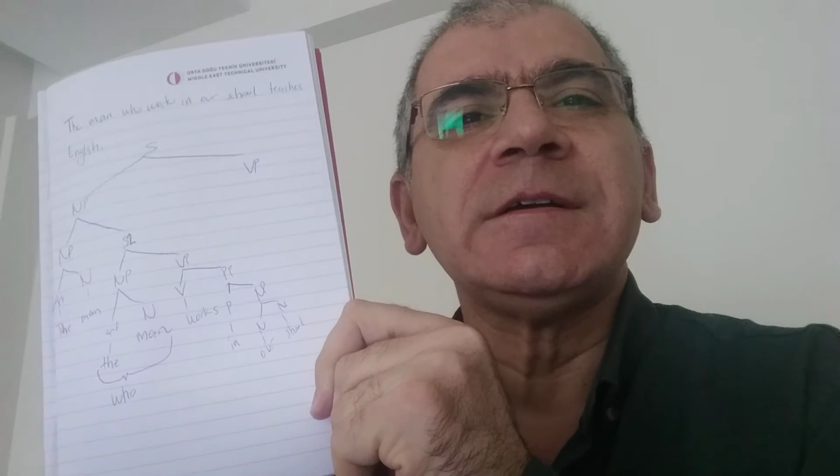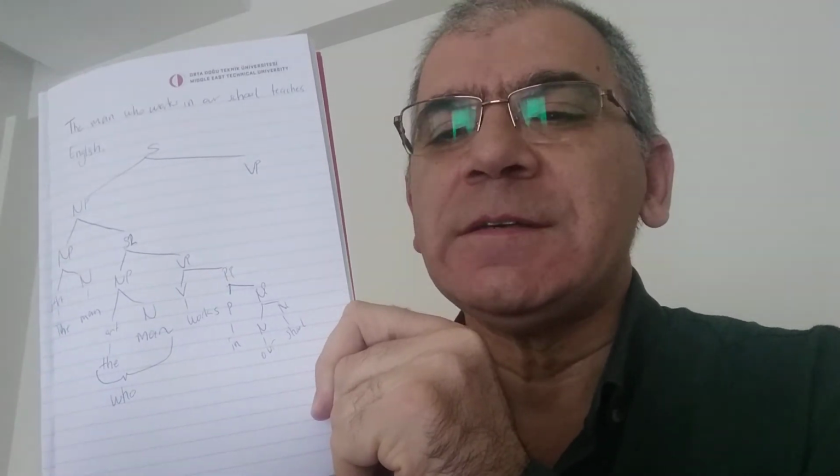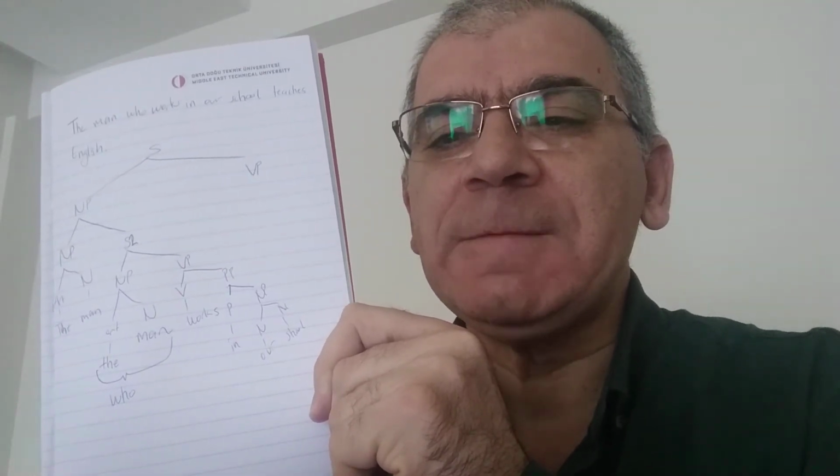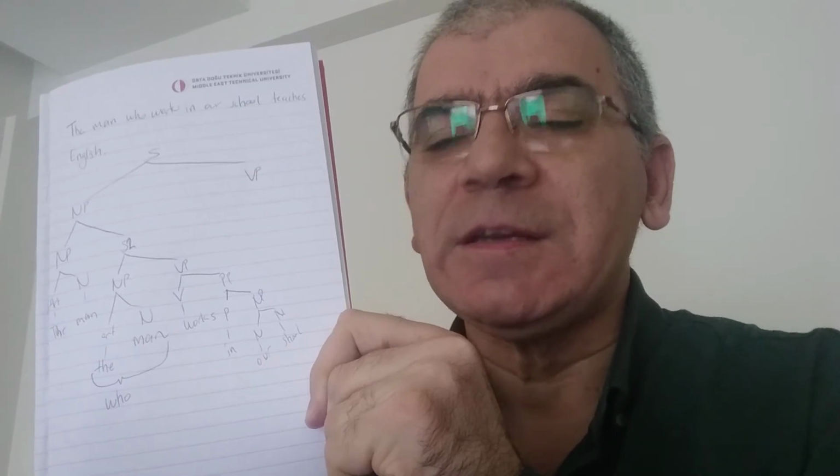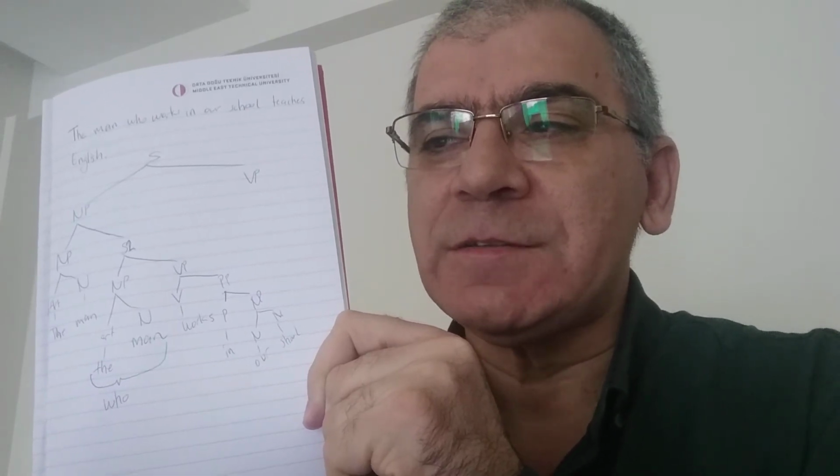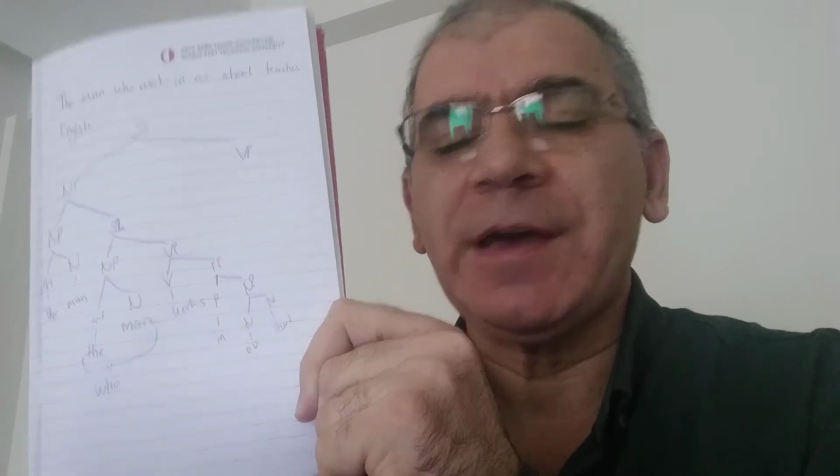Now, this verb phrase part. What is there in this verb phrase part? In this verb phrase part, what do we say? Teaches English. So we have a verb and a noun. In the verb phrase part, we have one verb and a noun. Verb is teaches. Noun is English.